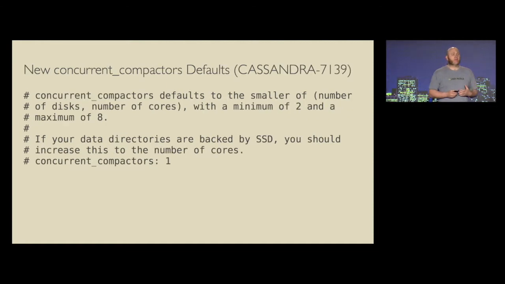In the same way, the number of concurrent compactors. This used to default to be the number of cores, which was a bit too high. Now it defaults to be in a value between 2 and 8, again, based on the number of disks and the number of cores.